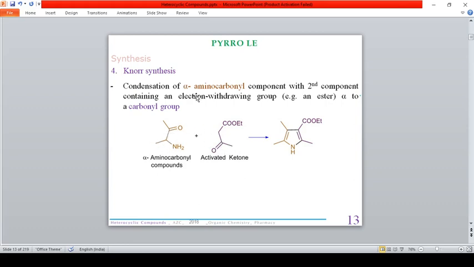Now they will have to just react these two reactants. So what is happening? Condensation of the alpha amino carbonyl component with a second component containing an electron withdrawing group. That electron withdrawing group will be this, an ester, alpha to the carbonyl compound. This electron withdrawing group will be attached on the alpha carbon. So this is the reaction.